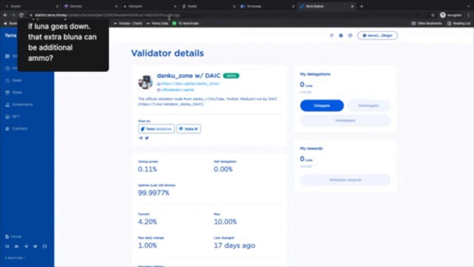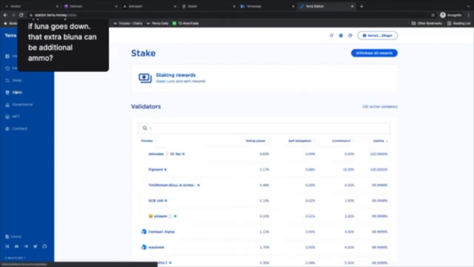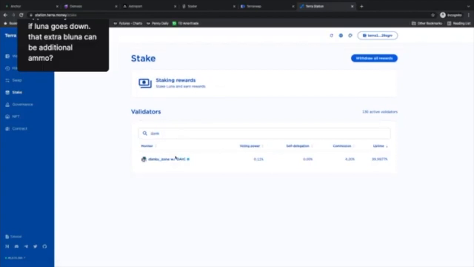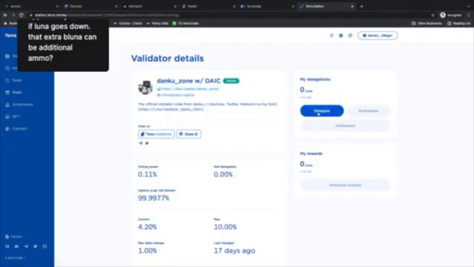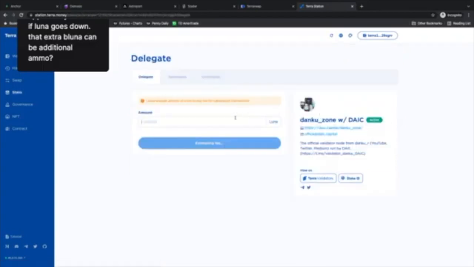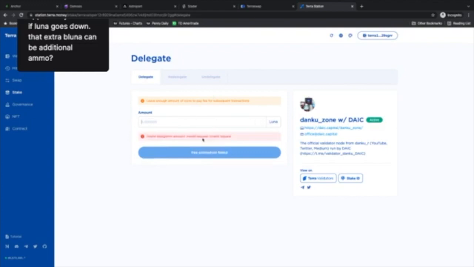Yeah, you're going to show that now? Yeah, I'm going to show that now. So just to round this off, stake on station.terra, find a validator. I just pulled up Donku's. You can click it. You can delegate. It'll open up your wallet, and then you can put your Luna in here, and then you have to go through the undelegate period, which is like unstaking essentially. But that's how staking looks at a high level, quick hit.